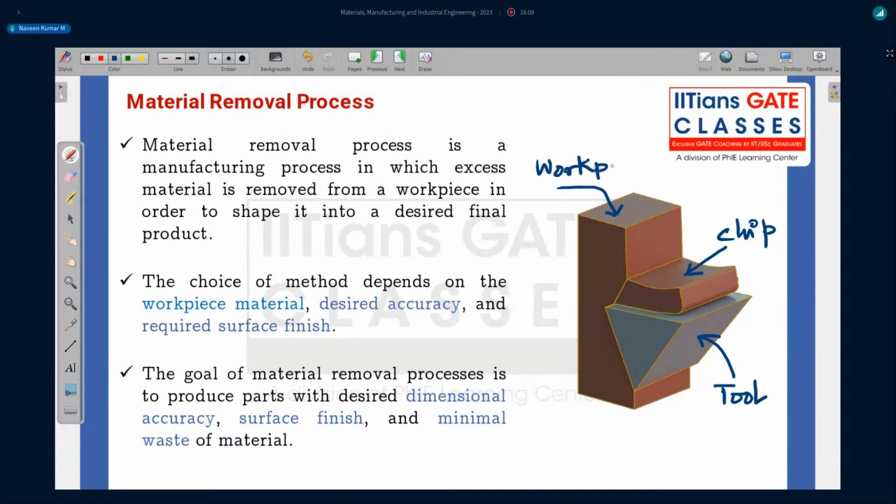Workpiece, sometimes people often call it work, right? So you are having a tool on the workpiece. You are removing the material in the form of chips. And please remember, in a conventional material removal process, the tool should be harder than the workpiece. It means your workpiece should be softer than the tool. A harder tool should cut the softer workpiece in the form of chips. Good. Now let's proceed.